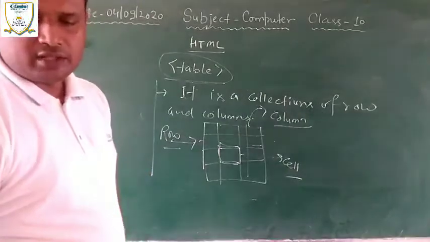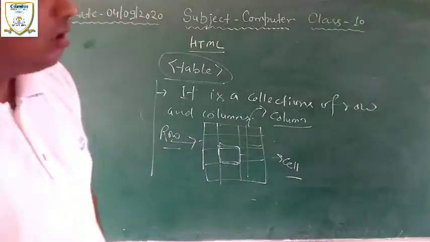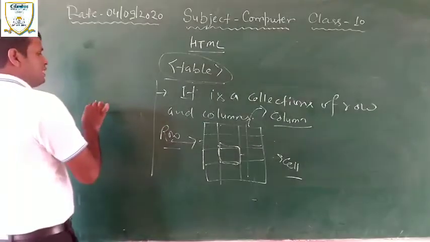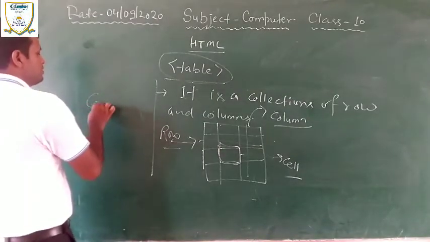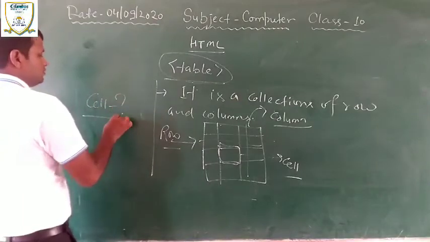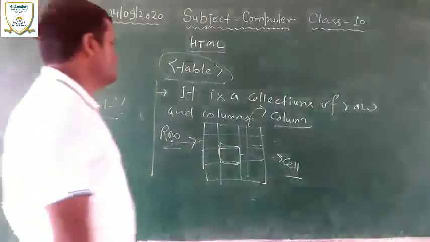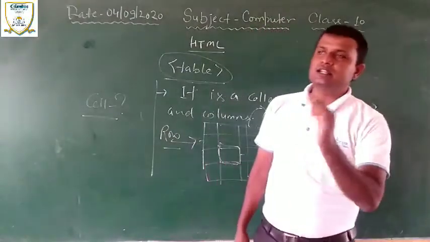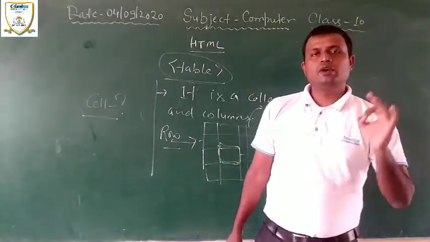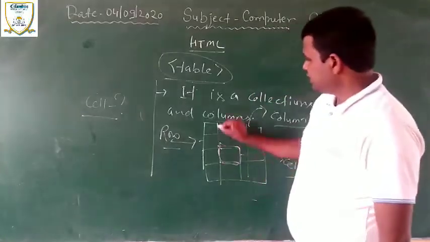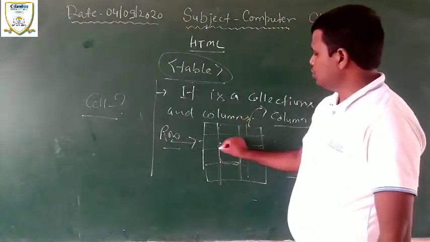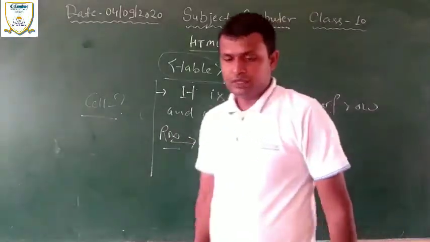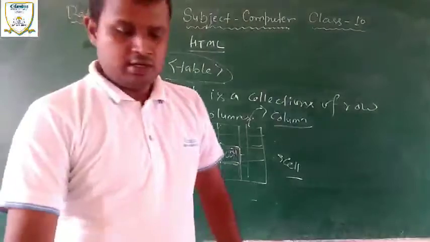So students, I want to ask you, what is the definition of cell? Okay, so the definition of cell is it is the intersection point of row and column. ठीक है, इंटरसेक्शन पॉइंट को रो कॉलम सॉरी सेल कहते हैं. ओके, नाउ लिसन केयरफुली.